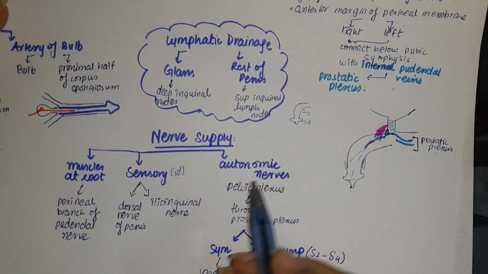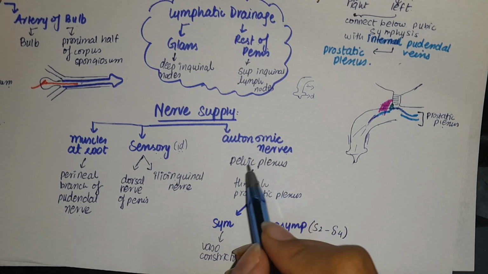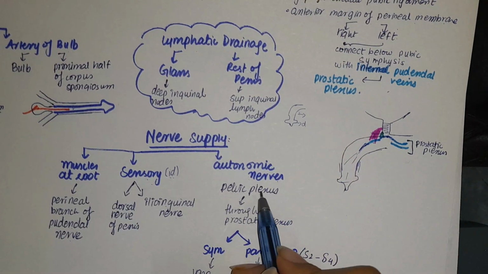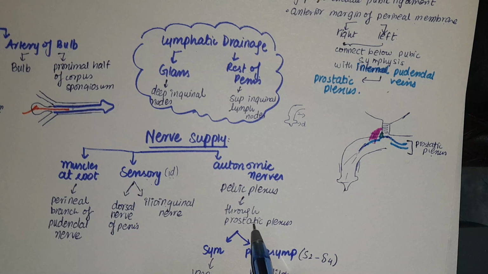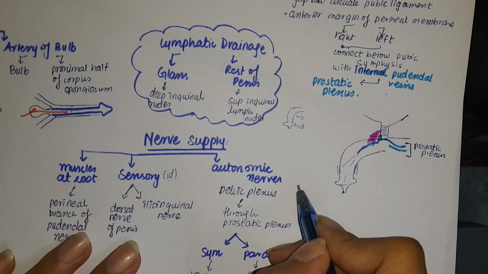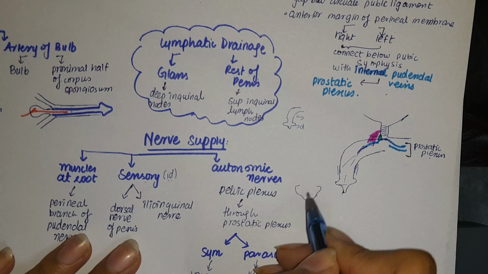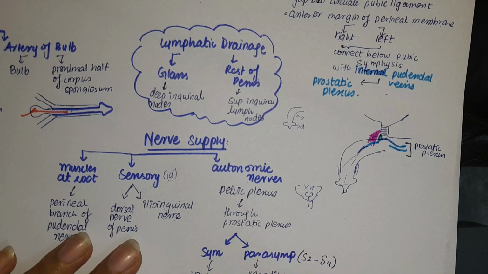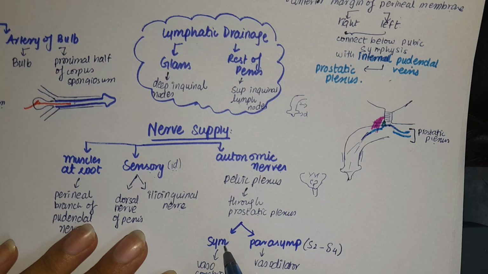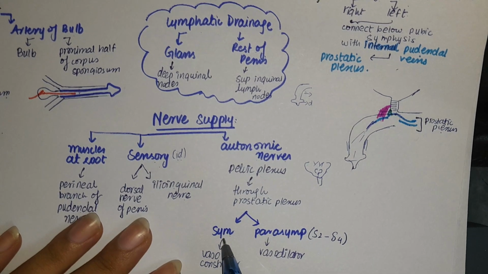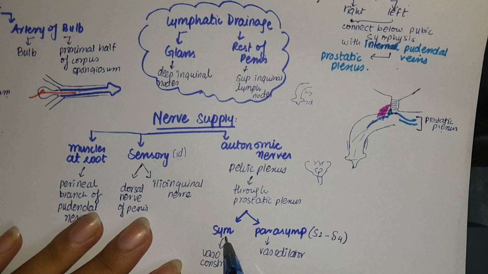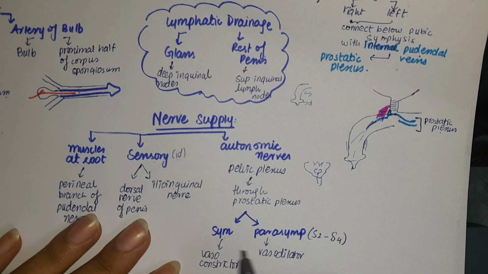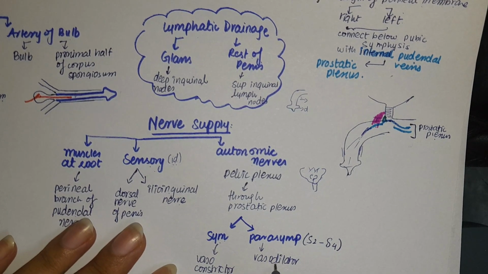And now the autonomic nerve plexus, it is coming from the pelvic plexus through the prostatic plexus. So you have, the whole pelvis is like this, your pelvis has its own plexus. From the pelvic plexus you have a prostatic plexus, and from this prostatic plexus you get the autonomic nerve supply, which is further divided into sympathetic and parasympathetic. The sympathetic ones are vasoconstrictors. Sympathetic ones are always going to constrict, whereas the parasympathetic ones are vasodilators. They have S2 S4 nerve supply.